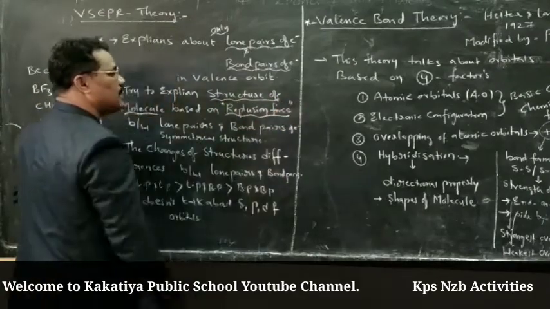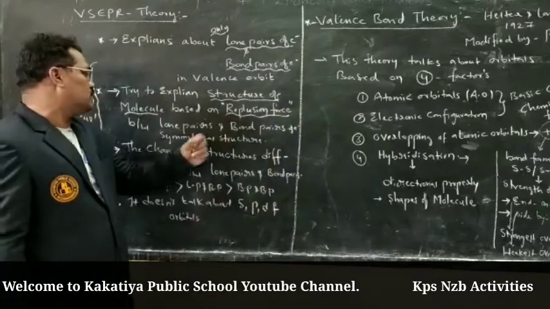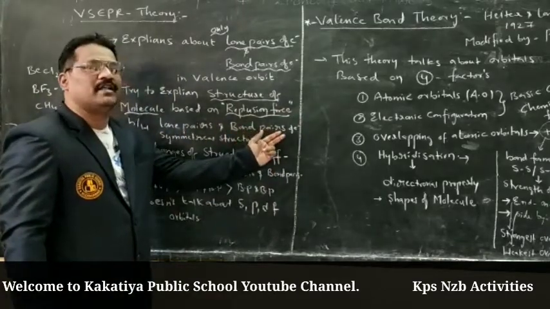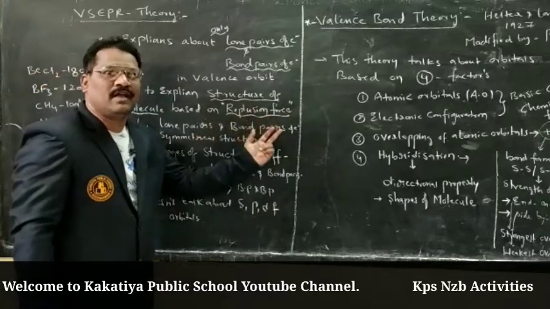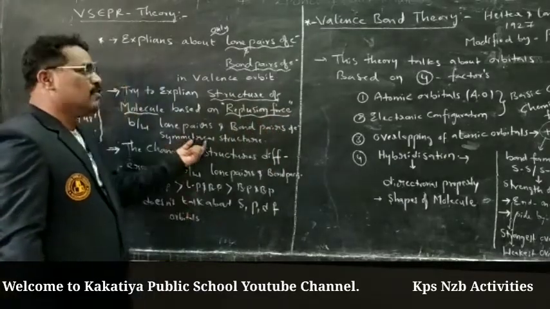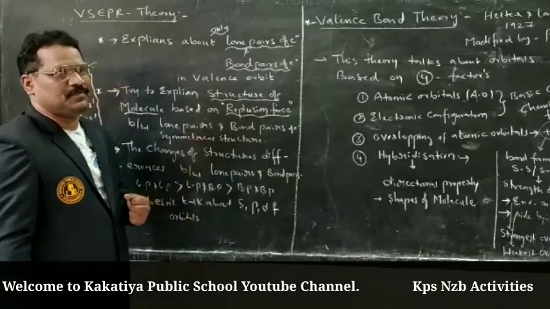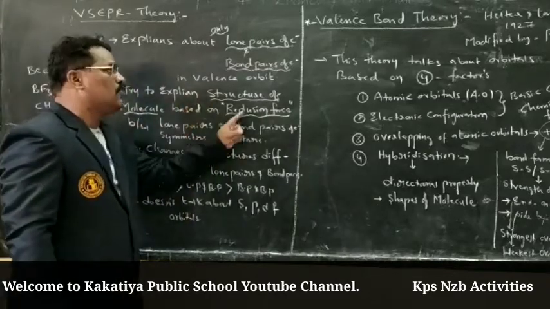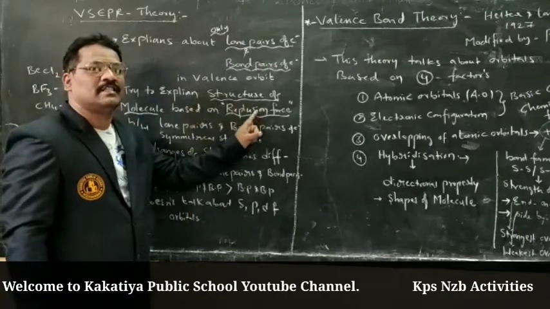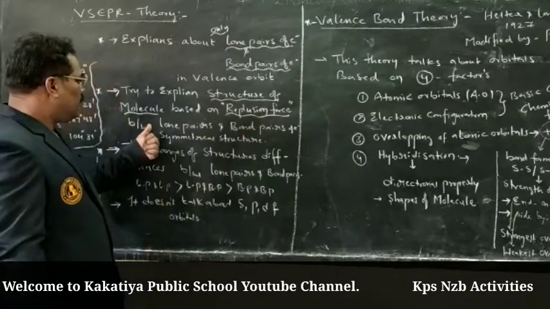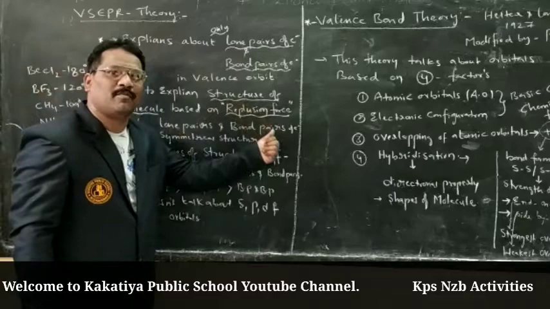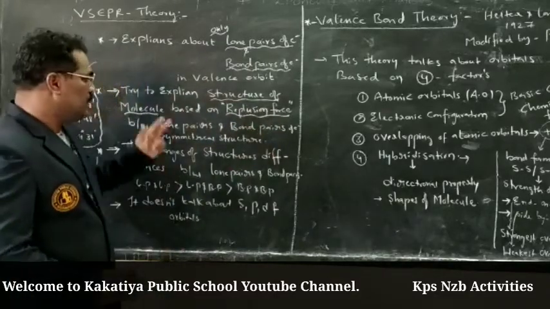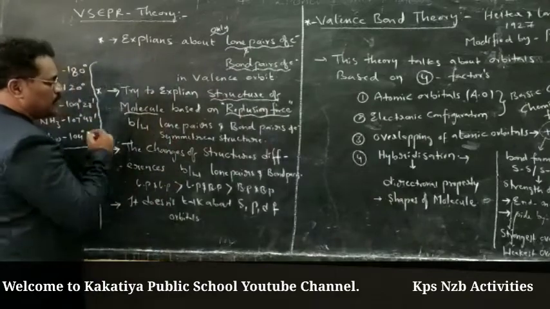What is that force here? A repulsion force between lone pairs as well as bond pairs of electrons, which gives a symmetrical structure. That is the second point: structure of a molecule based upon one force, the repulsion force between lone pairs as well as bond pairs of electrons, which gives a symmetrical structure. The third point is what?